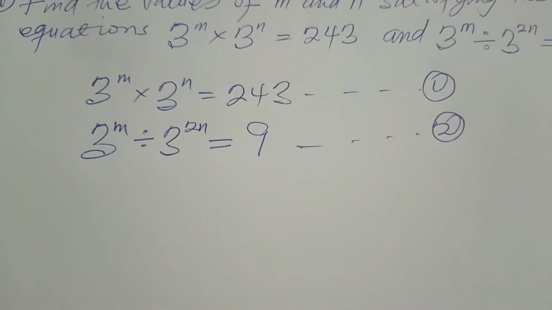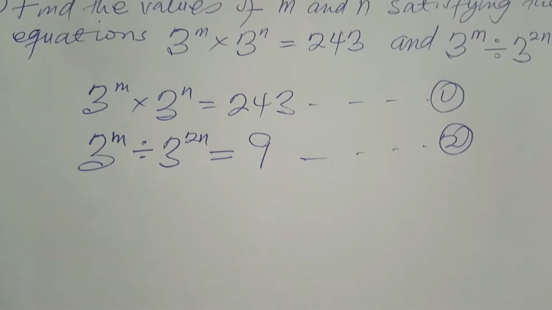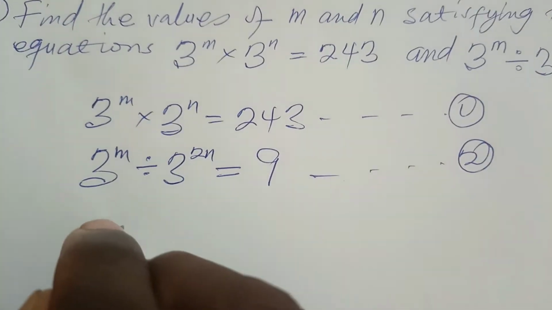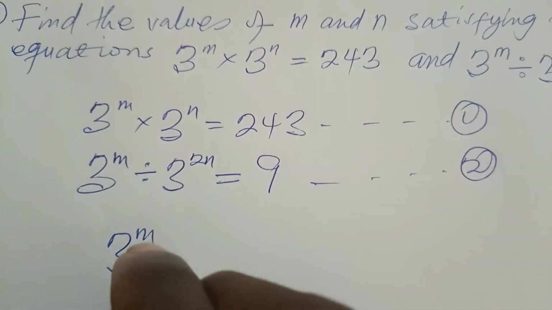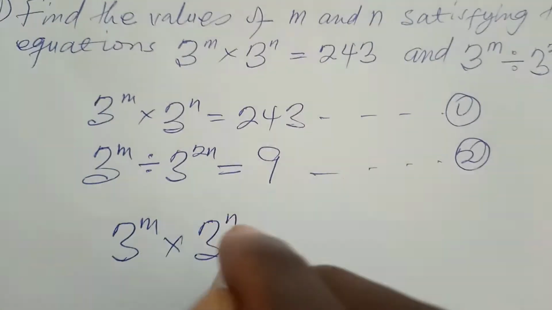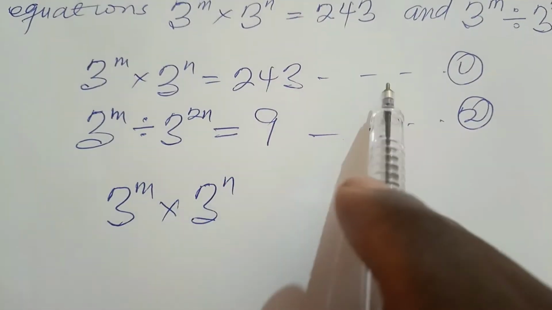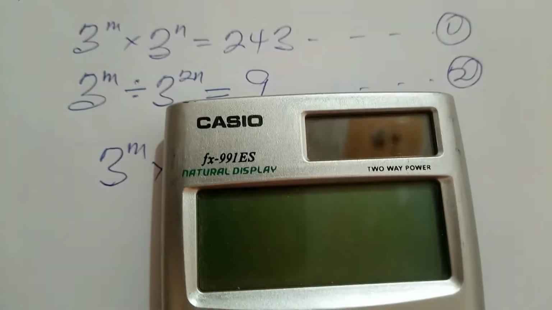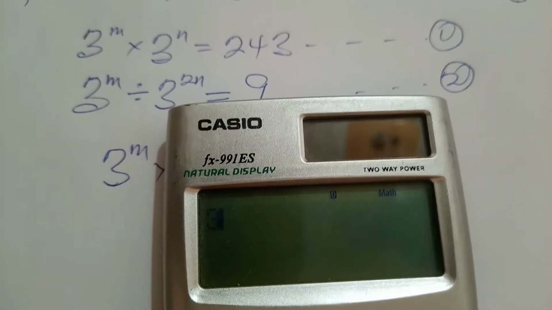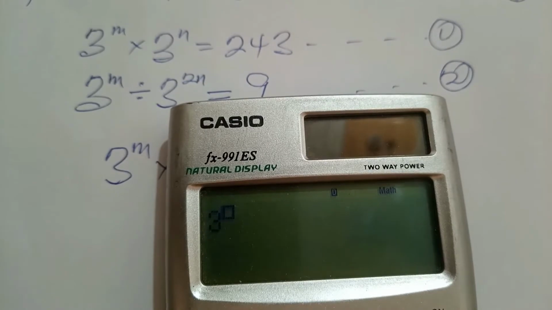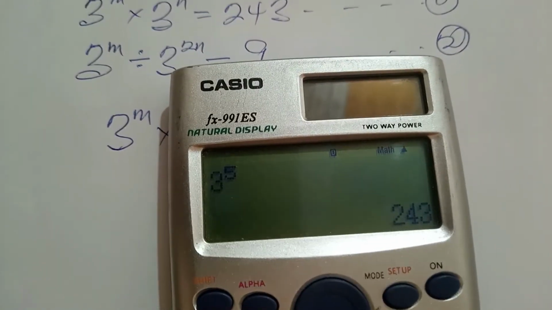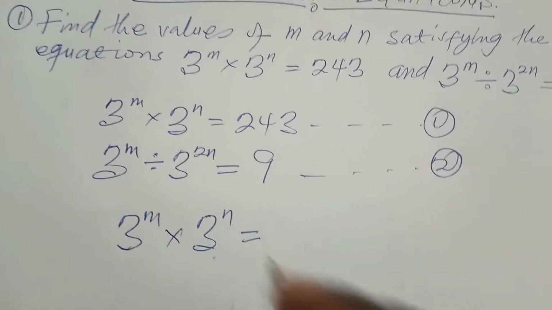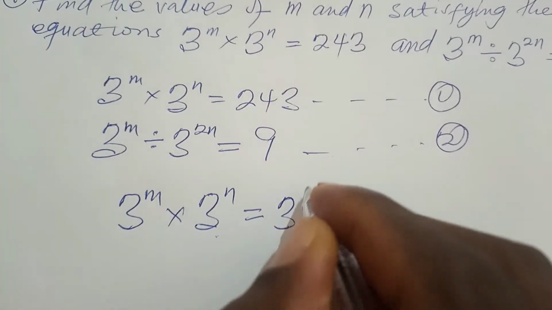Now, let's develop our linear simultaneous equations from equations 1 and 2. We take equation 1 first. That is 3 exponent m times 3 exponent n. We are first expressing this so that they will all have the same base. I think 243 is 3 exponent 5, let me just check. Yeah, 3 exponent 5 is 243.